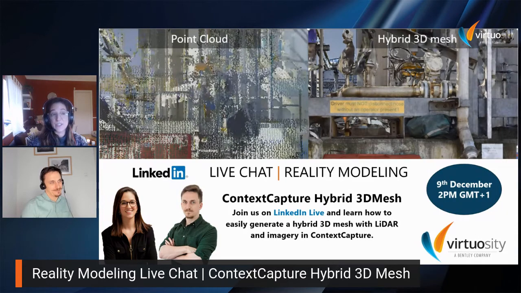So I wanted to show today how we can generate a hybrid 3D mesh in ContextCapture. We call a hybrid 3D mesh the combination of point cloud and imagery. I think it was very relevant, and quite a few people asked me about this. Tell us how this works, and how you are going to present this today. Sure, I'm going to start with my screen share.